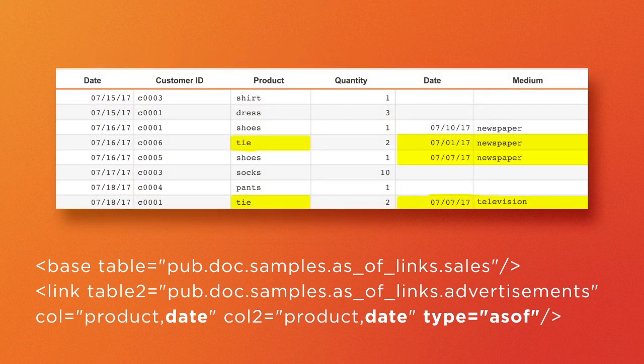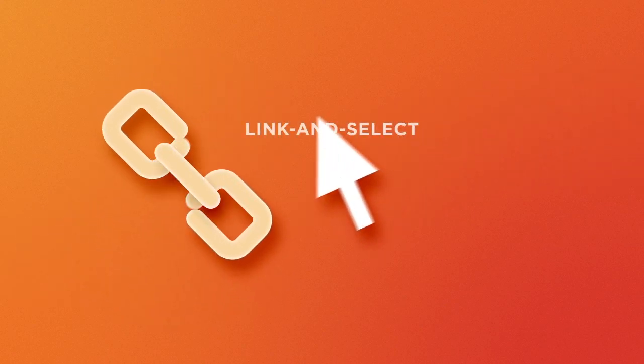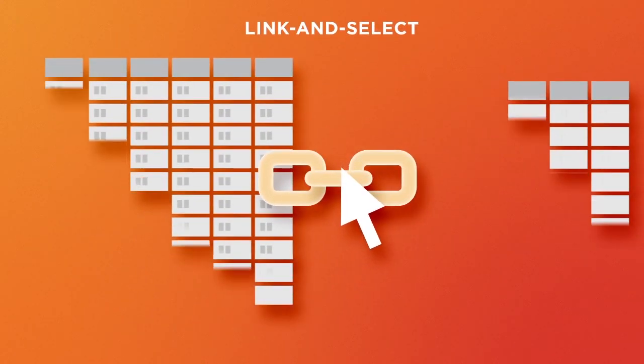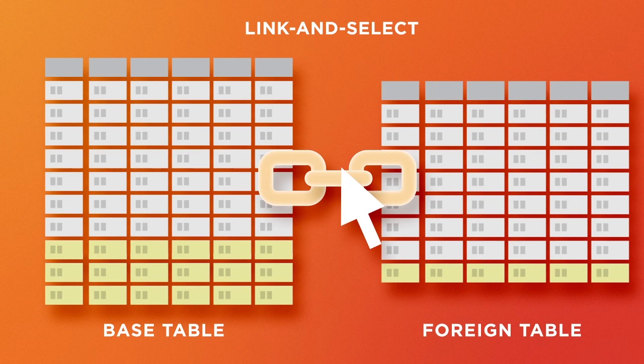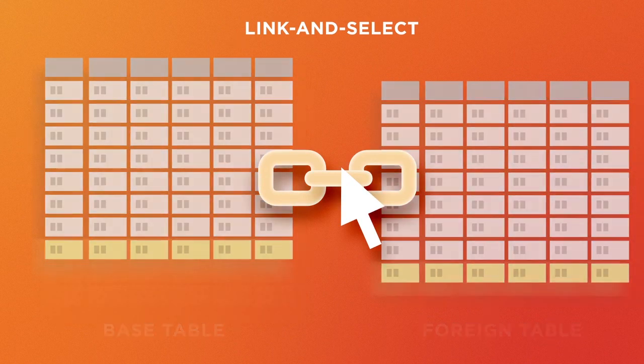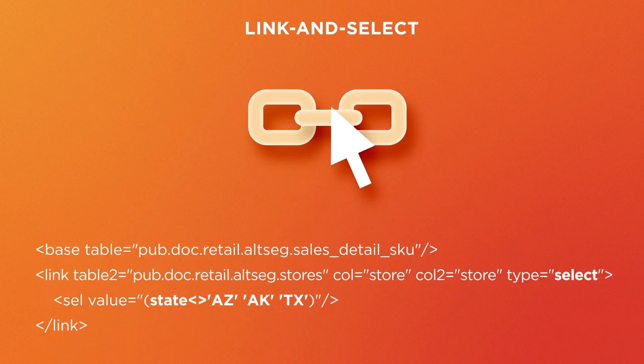The dimension attributes are linked into the base table, with the correct dimensions in effect as of the base record's transaction date. Next, we'll discuss link and select. Here, we keep only rows in the base table that have matches in the foreign table. In this example, the current table will be modified to exclude Arizona, Alaska, and Texas.